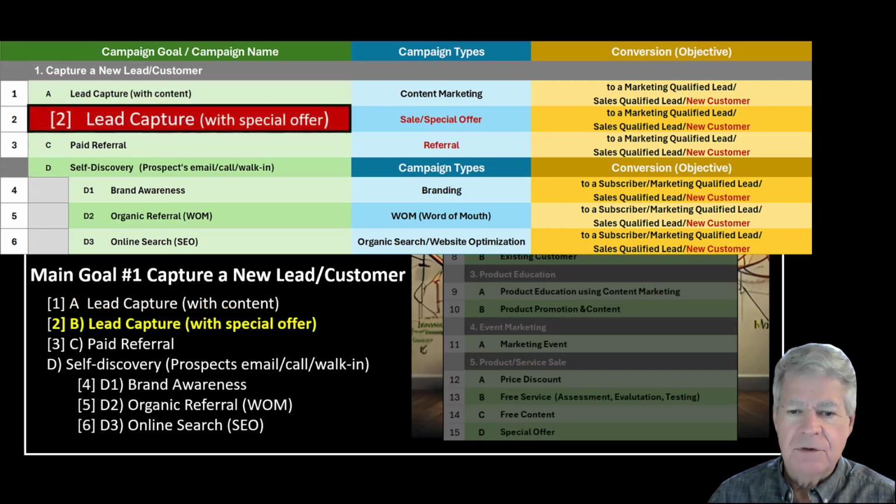Campaign number 2 is a lead capture with special offer, here listed as campaign B. Campaign type is a sale or a special offer, and the conversion and our objective is to a sale or to a new customer. Lead capture campaigns that feature special offers are effective for businesses whether they have a professional sales staff or not. For businesses that don't have a professional sales staff, offers can be combined with product content, pricing information, or just about anything else that your prospects would be interested in knowing.